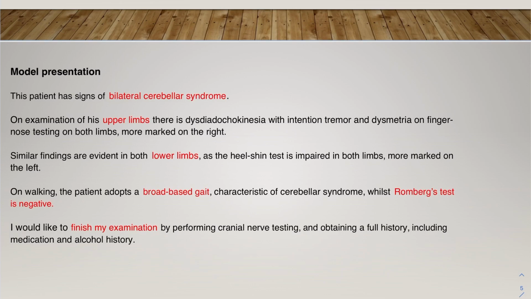Then you reinforce your diagnosis by saying that on examination of his upper limbs, there is dysdiadochokinesia with intention tremor, and there is dysmetria on finger-nose testing on both sides, which is more marked on the right or left, whichever. Similar findings are evident in both lower limbs, as the heel-shin test is impaired in both limbs and is more marked on the left. You will mention the gait. On walking, the patient adopts a broad-based gait, which is characteristic of cerebellar syndrome, while Romberg's test is negative.